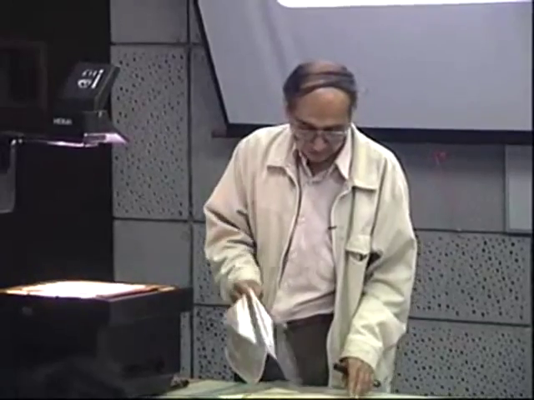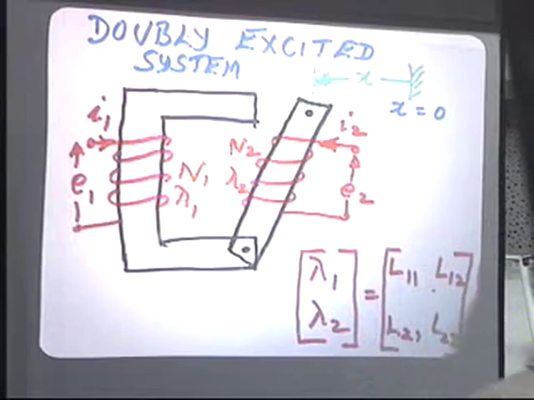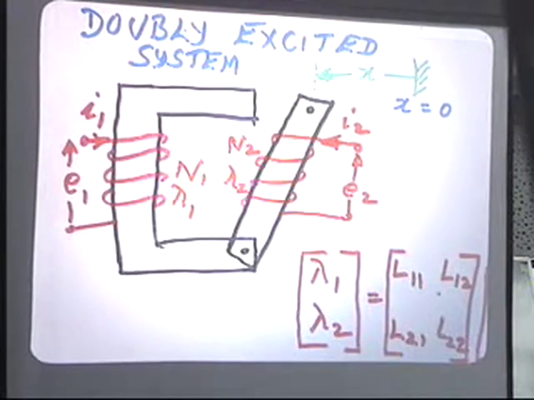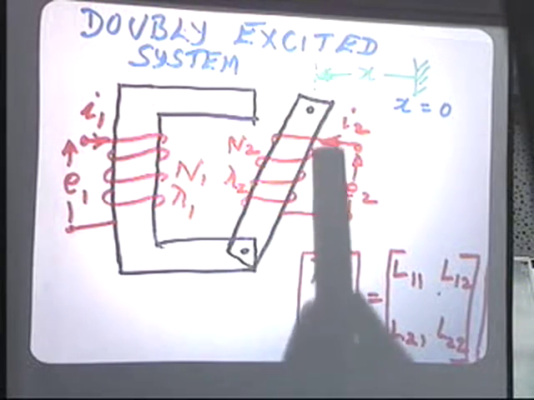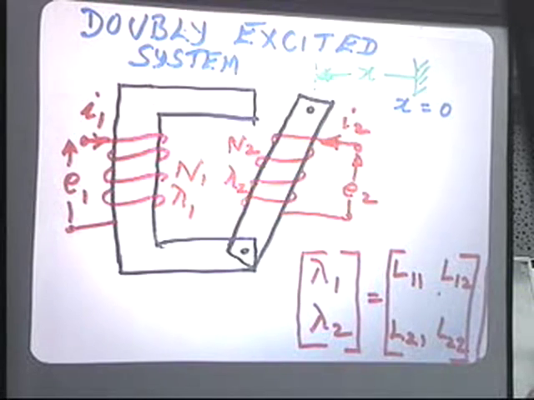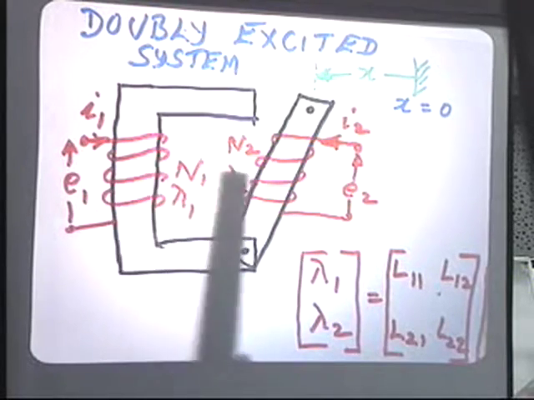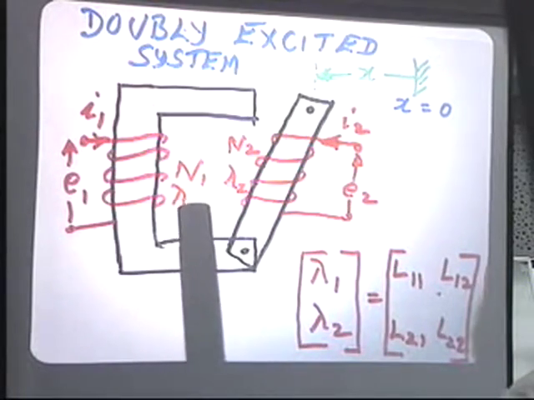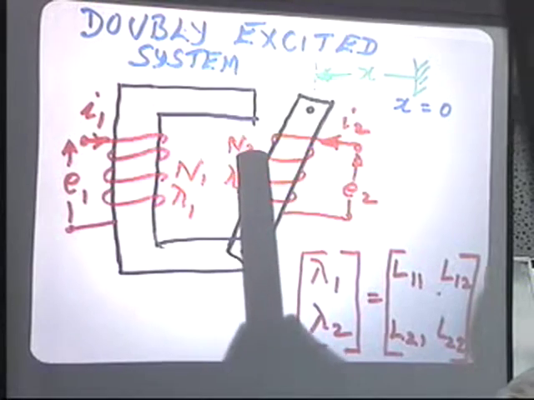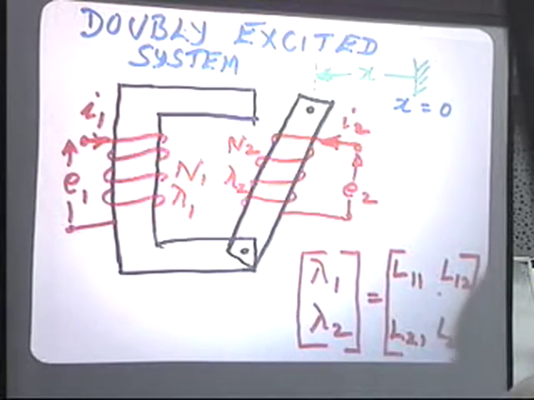Okay. Now, we had one singly excited system. Supposing you have one more winding like this. Can we extend the same logic? Doubly excited system. So what we have done is, I have put one more winding on the moving member. There is one winding, let us say winding 1 and winding 2, N1 turns, lambda 1, I1, E1, N2, lambda 2, I2, E2.